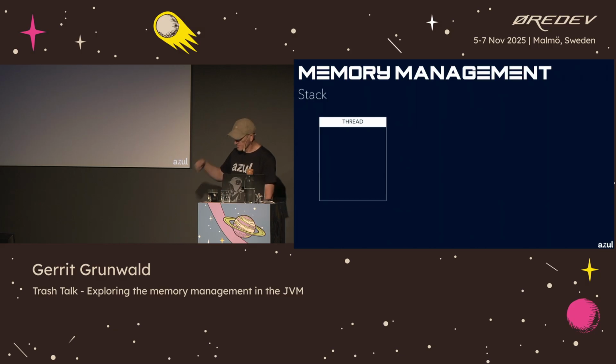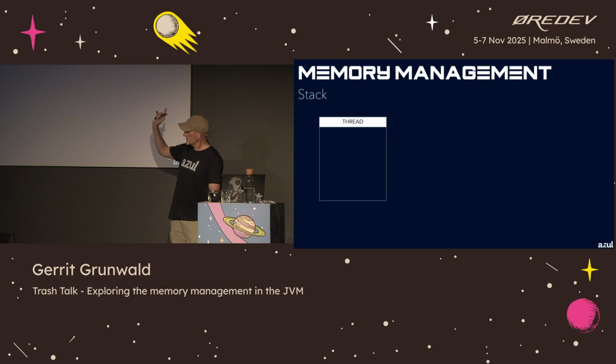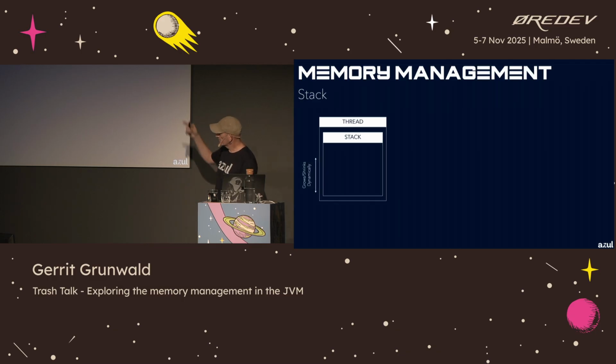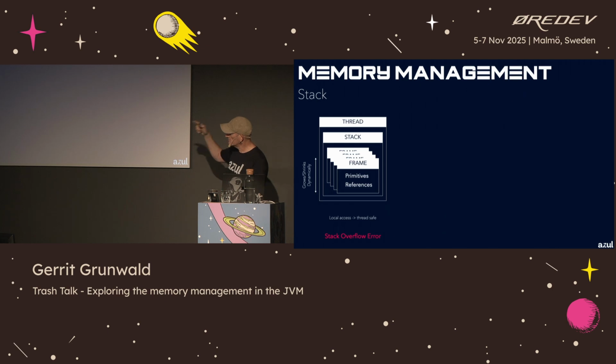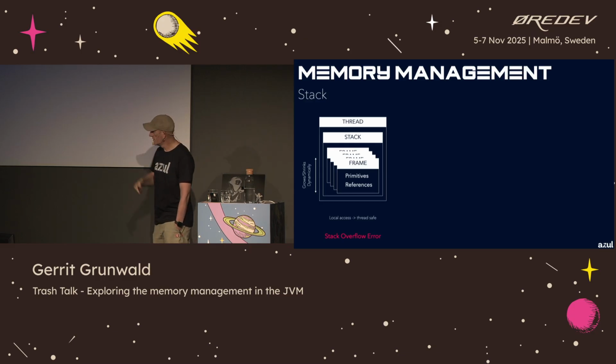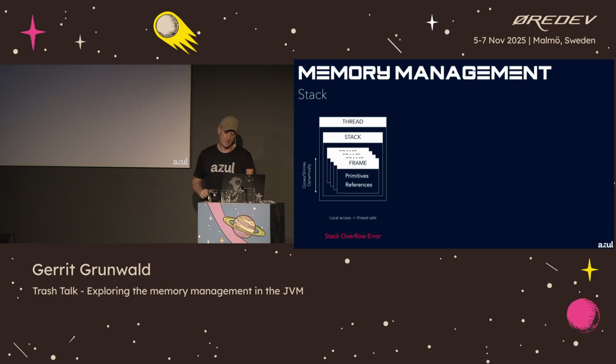But to give you a little recap of how it works in the JVM, we have a stack, right? And this is for each thread. And in that stack, we have stack frames. For each method that will be called, there is a new stack frame on that stack, and that is for each thread. And we store primitives and references in these stack frames.